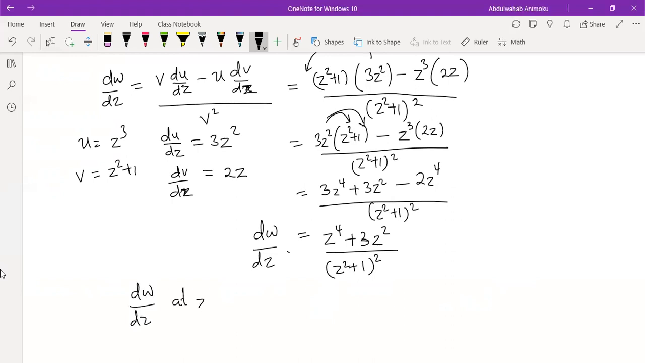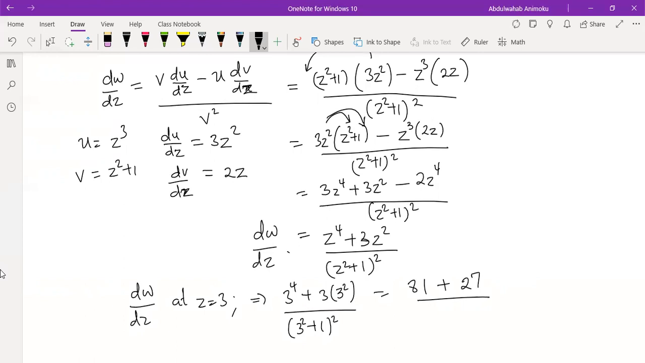At z equal to 3. So what does that give us? That would imply 3 raised to power 4 plus 3 times 3 squared, all over 3 squared plus 1, all squared. So what is 3 raised to power 4? That is 81, plus 3 raised to power 3, that is 27, all over 10 squared. So this is basically 108 over 100, right?